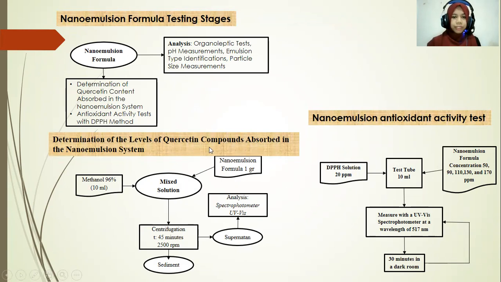Determination of the level of quercetin compound absorbed in the nano-emulsion system. We use methanol 10 ml and nano-emulsion formula 1 gram. We mix, and then we centrifuge for about 45 minutes. We get sediment and supernatant. The supernatant we analyze with UV-Vis spectrophotometer. And for antioxidant activity, we do the DPPH method. We use the spectrophotometer at a wavelength of 570 nanometer.